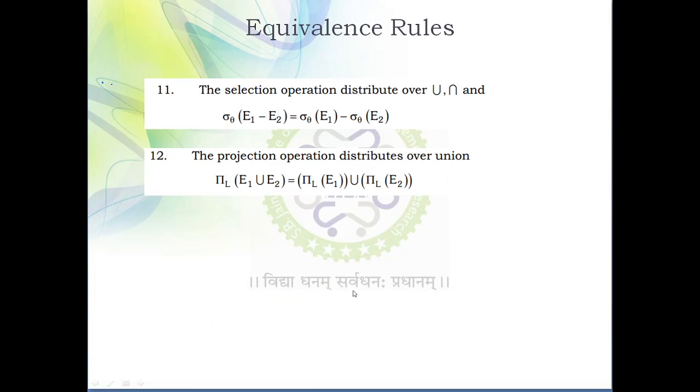Then rule number 11: selection operation distributes over union and intersection. Here the selection operation is applied individually on each. And finally, projection operation distributes over union, so the projection operation is distributed over each expression separately. These are the different equivalence rules that you can use in the process of query optimization.